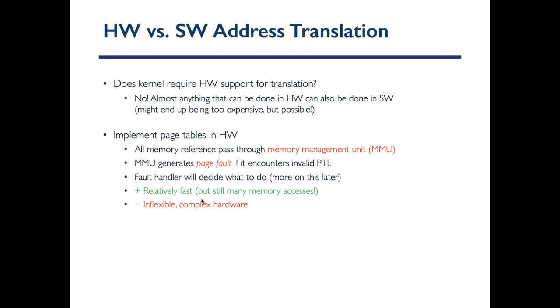So this is relatively fast because the traverse is being done by hardware. It's a little bit inflexible and complex. Whatever you fix that your hardware is going to do, it's done. So you can't change your method later on. And the operating system might have to modify its own data structures to fit with what the hardware is doing.